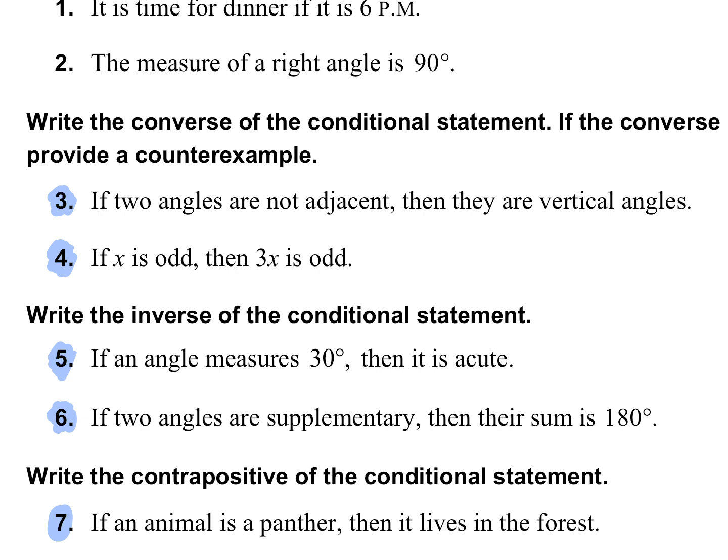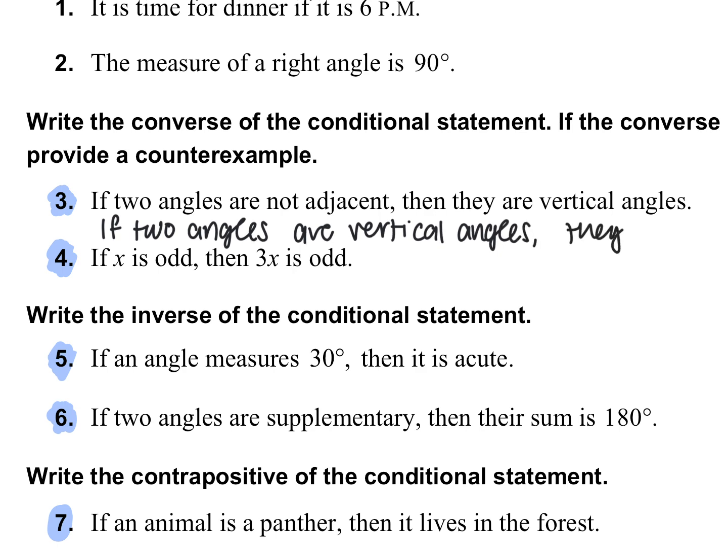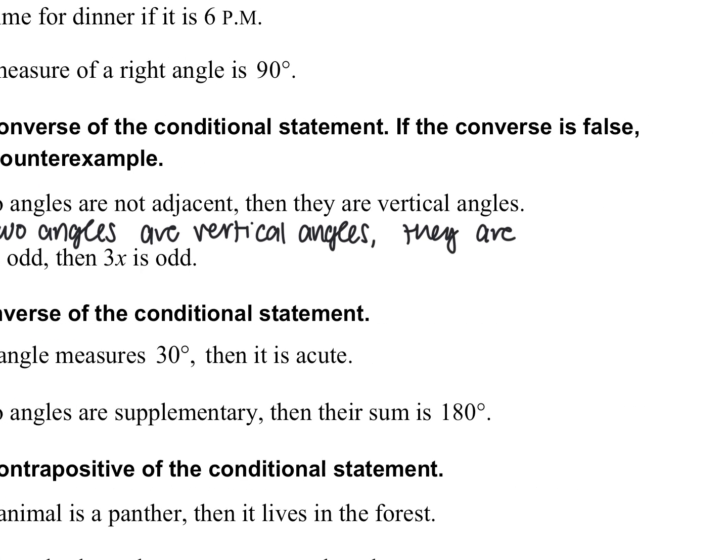Say it again, I can't hear. Okay, if 2 angles are vertical angles, they are not adjacent. So we have to know vocabulary. What does adjacent mean? It's from chapter 1. What does adjacent mean?